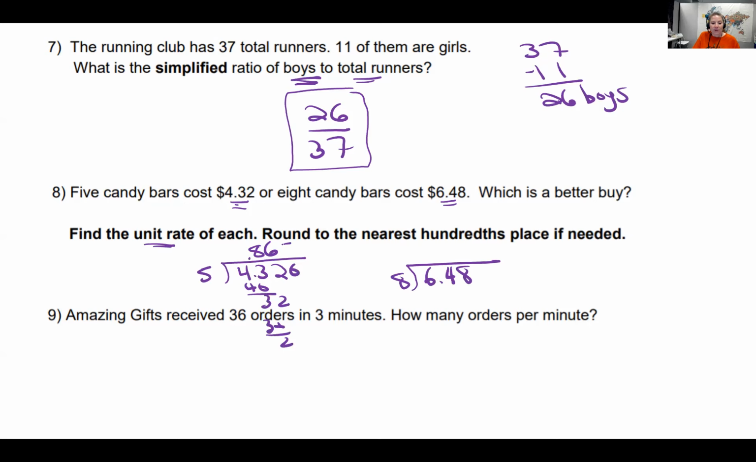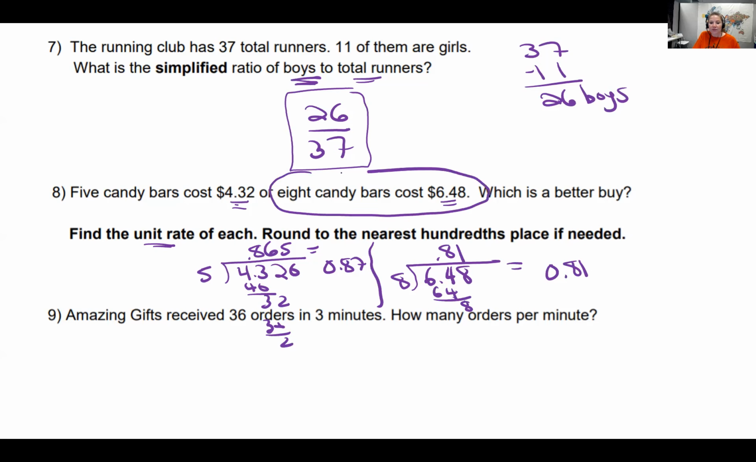And 5 will go into 25 times. So this is about 87 cents each. And then this one, let's pull our decimal straight up. 8 will go into 64 8 times. And then 8 will go into 8 once. So at this price, we have 81 cents a piece. So which is the better buy? It's going to be 8 candy bars for $6.48 because it's cheaper.